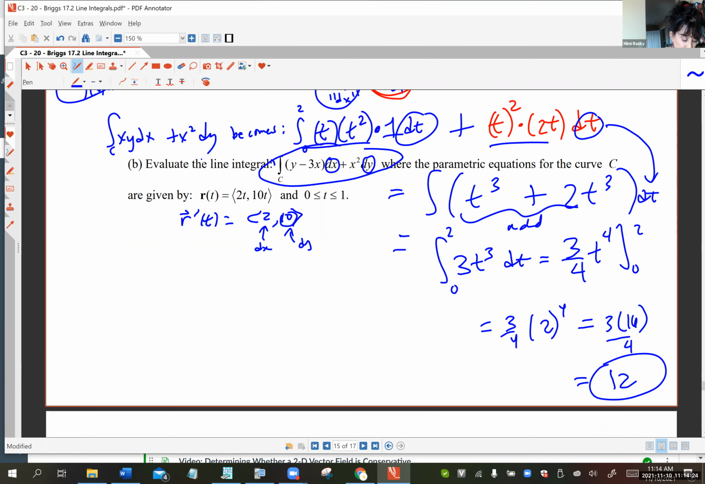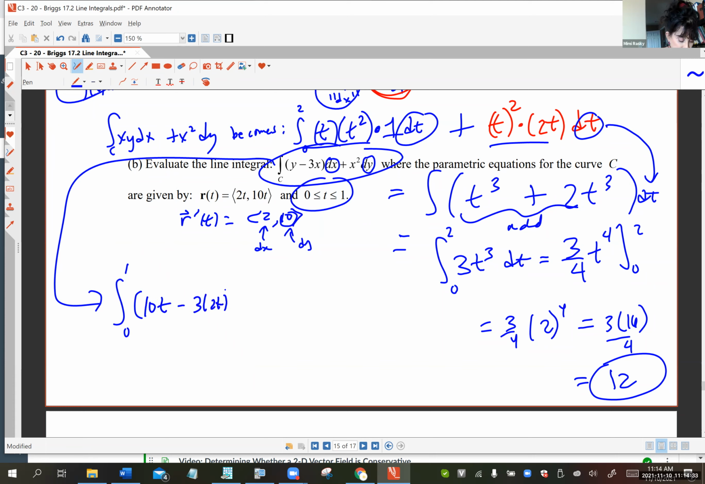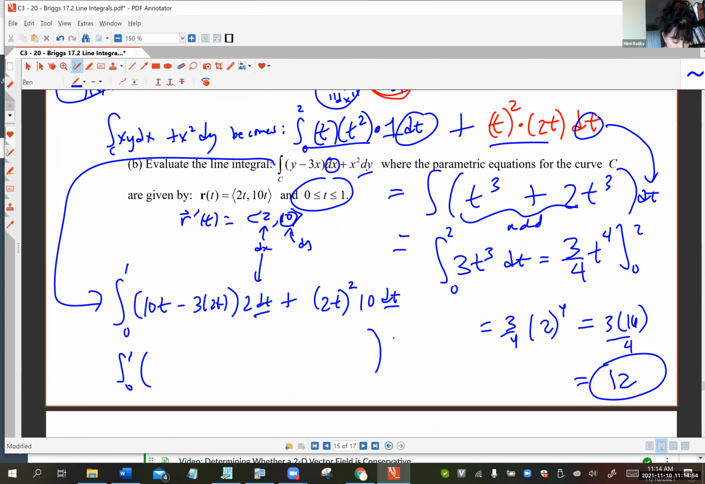So this line integral is going to become the integral going from 0 to 1. And y minus 3x will be 10t minus 3 times 2t, times dx. That's going to be 2 dt, plus, and then the second term is x squared dy. So that looks like it's going to be 2t squared. And then the dy is 10 dt. And then I would clean this. I would, again, factor out the dt.